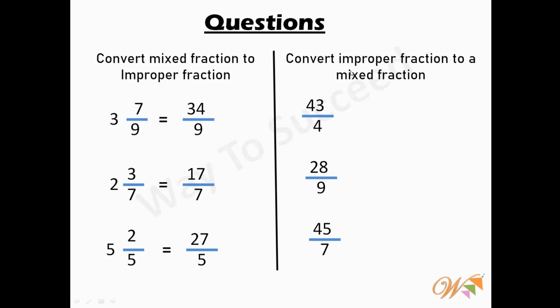How do we convert improper to mixed? We will just divide the numerator by the denominator. Our quotient becomes the whole number and our remainder is yet to be divided. So 43 by 4 gives us 10 3 by 4. 28 by 9 gives us 3 1 by 9. 45 by 7 gives us 6 3 by 7.